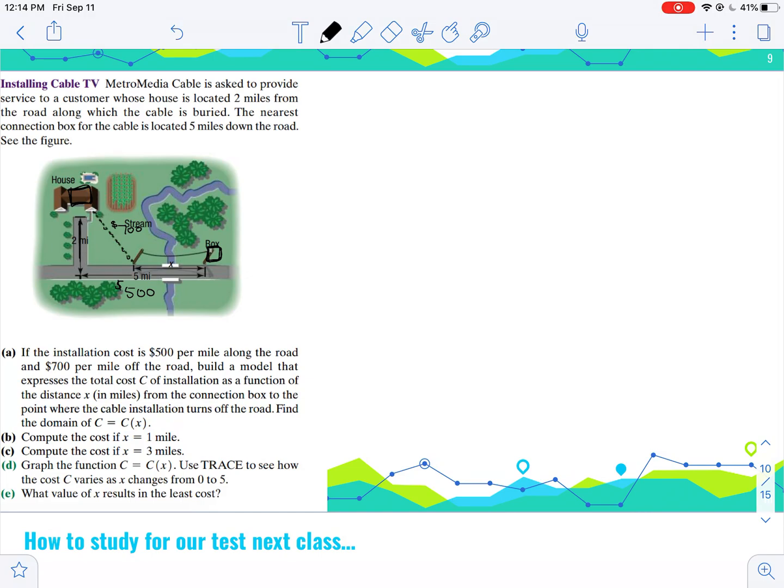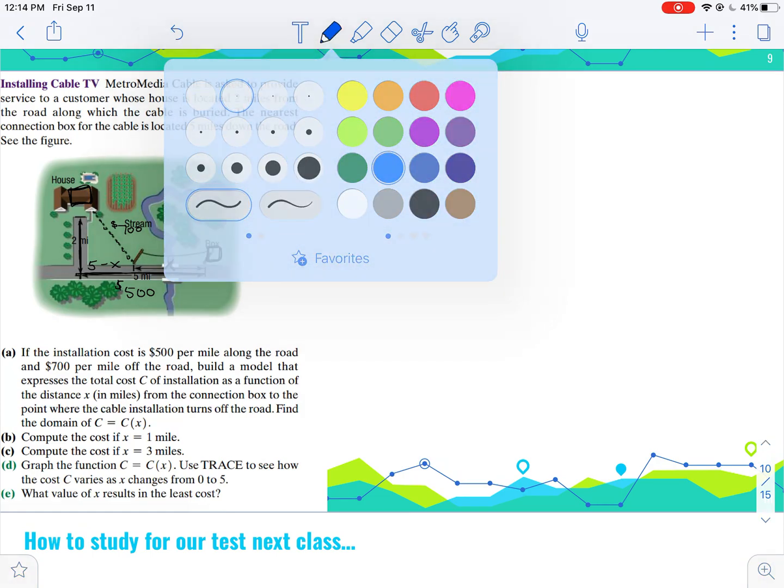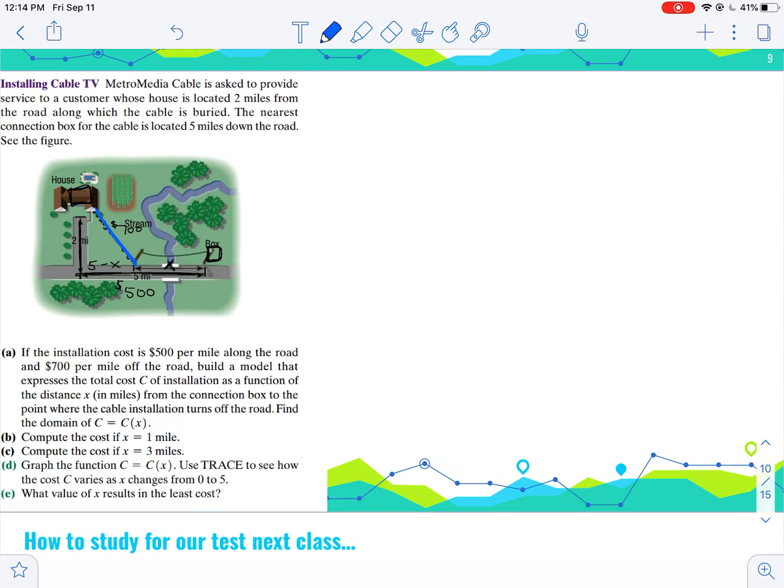Okay, so I know that this is 2 miles, and I know that this is 5 miles, and I know that this is x miles. So this little distance right here is going to be 5 minus x. So the cable is going to go that blue line, and then it's going to go x. So I need to figure out the distance that it goes right there.